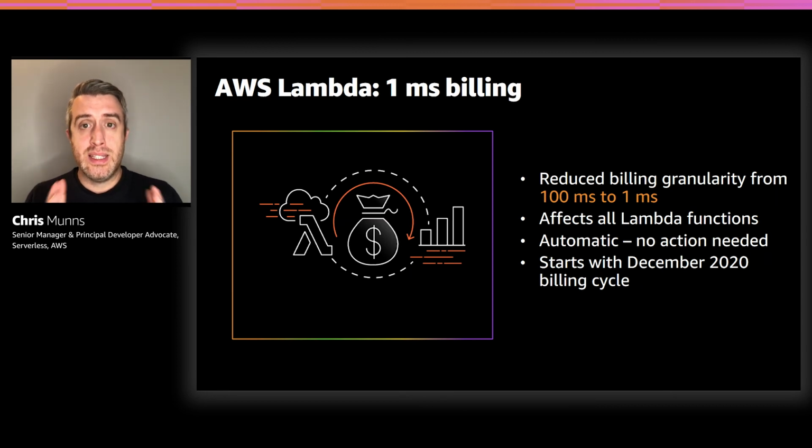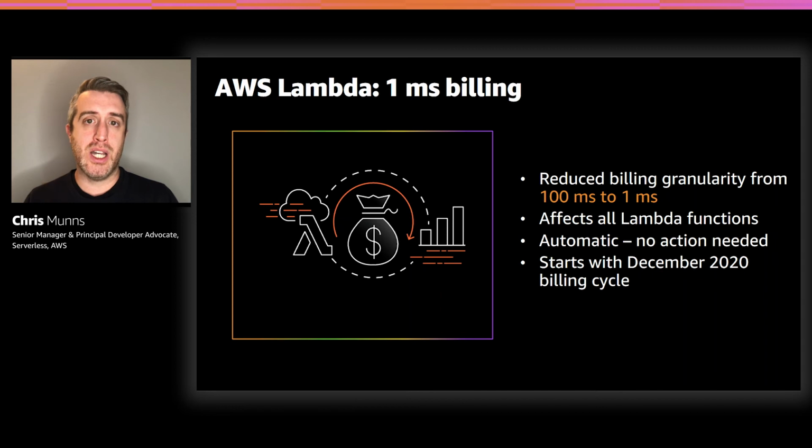And then lastly, I would say one of the biggest announcements that we had from re:Invent was a change to how we bill Lambda in terms of the granularity of the billing. Previously, we used to bill Lambda functions at 100 millisecond increments. That has now been decreased all the way down to 1 millisecond.